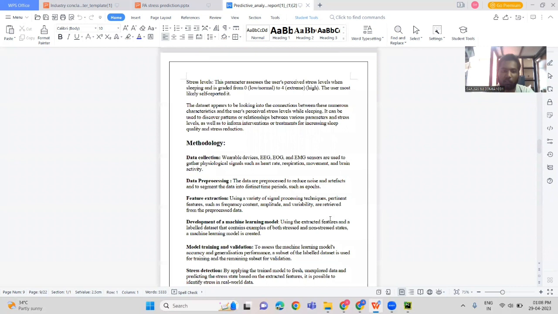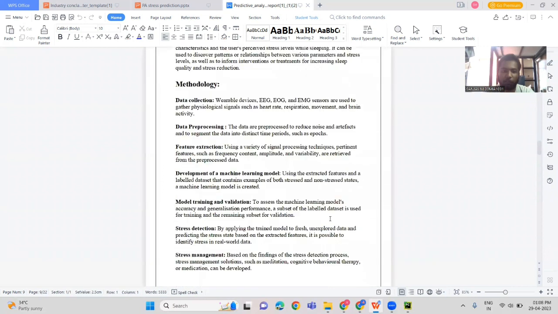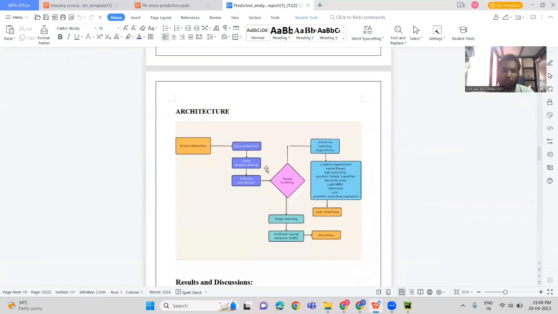This is the architecture of our model. We have collected data, pre-processed it, and done feature extraction. And we have developed machine learning models like logistic regression, Naive Bayes, XGBoost, random forest, decision tree, LightGBM, CatBoost, SVM, and gradient boost regressor. Out of those, logistic regression is used for developing a user interface.